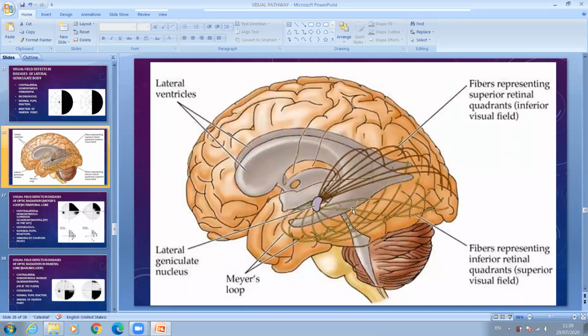Look at this radiation. The radiation is arising from the lateral geniculate body. It goes directly through the parietal lobe into the occipital cortex, and it causes a loop in the temporal lobe and goes again backwards towards the area of the occipital cortex and joins the one which is going directly. So this is what is called Meyer's loop or loop of Henle. And if this part of the optic radiation is affected, it is going to affect the superior fields. And if this part is affected, it is going to affect the inferior fields.